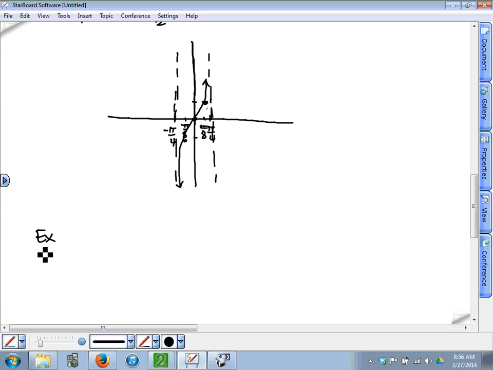Let's do another example with cotangent. We've just been doing tangent. Let's do cotangent.